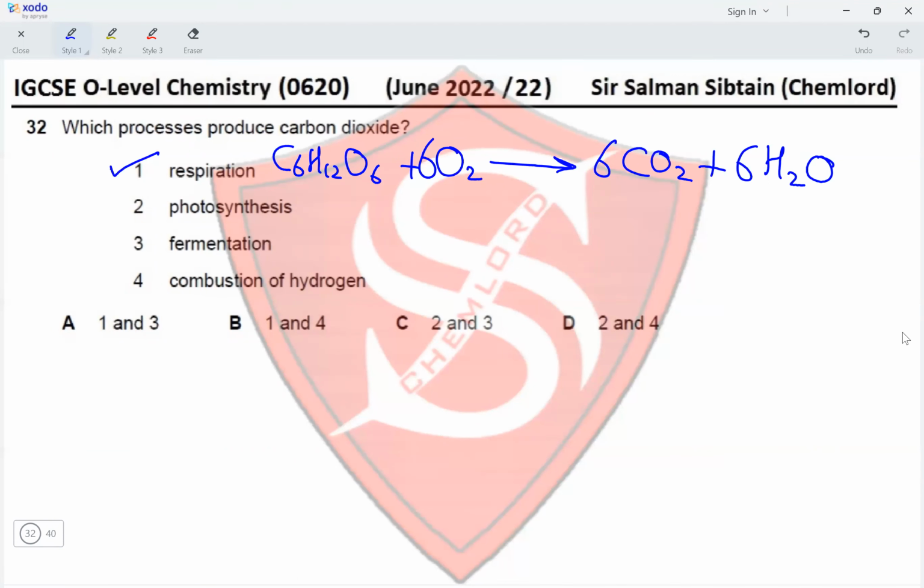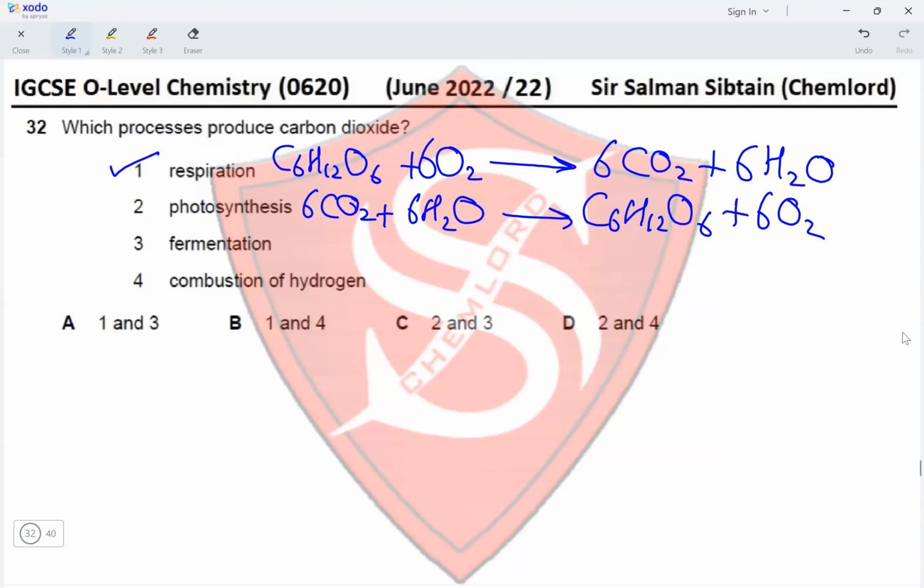Next is photosynthesis. Photosynthesis is the opposite of respiration, in which we've got 6 moles of CO2 being consumed rather than being produced. And they react with 6 moles of water, producing glucose and producing 6 moles of oxygen. So since carbon dioxide is not produced, photosynthesis is not it. Next, we have fermentation. Fermentation is the conversion of sugar to alcohol, and carbon dioxide is released in the process. So fermentation does produce carbon dioxide.